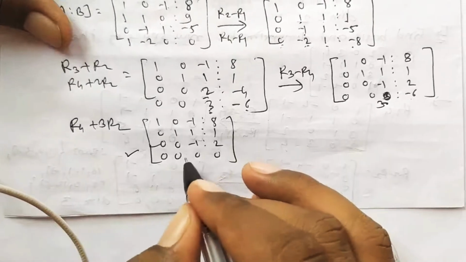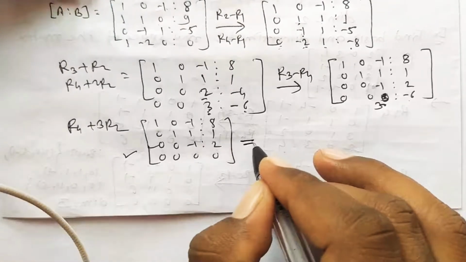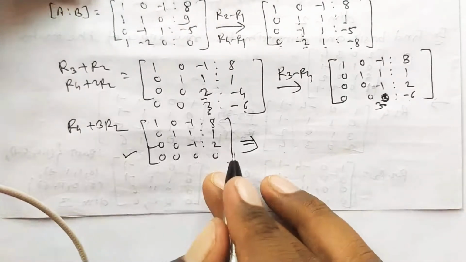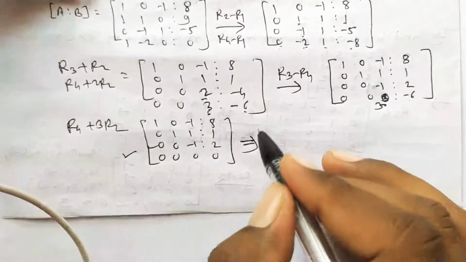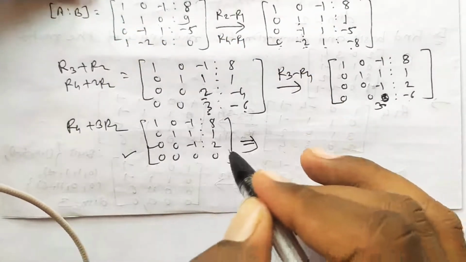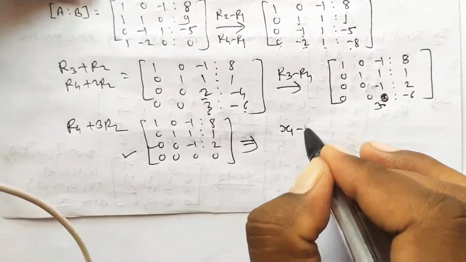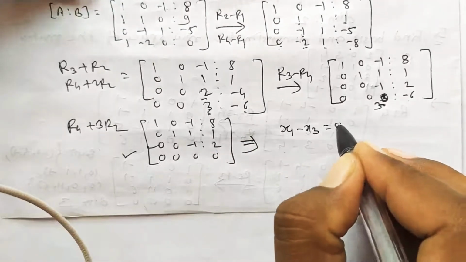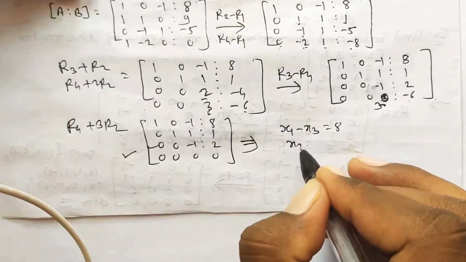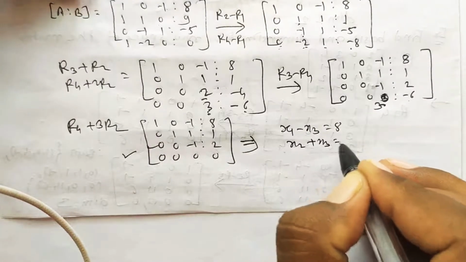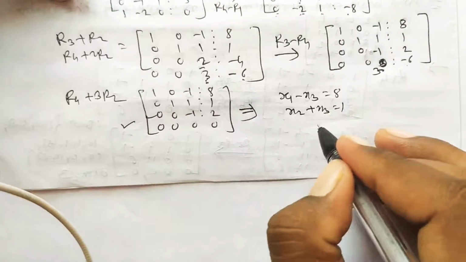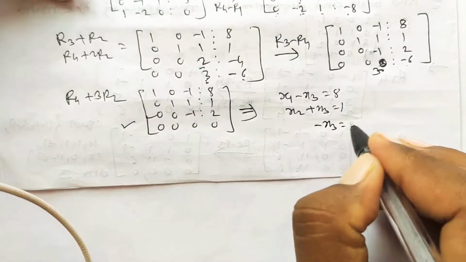Okay, now using this matrix we have to find x1, x2, x3. So here rank of A equal to rank of AB equal to number of unknowns, 3. So system is consistent and has unique solution. So from first row we can write first equation x1 minus x3 equal to 8. From second row we can write x2 plus x3 is equal to 1, and from third row we can write minus x3 equal to 2.